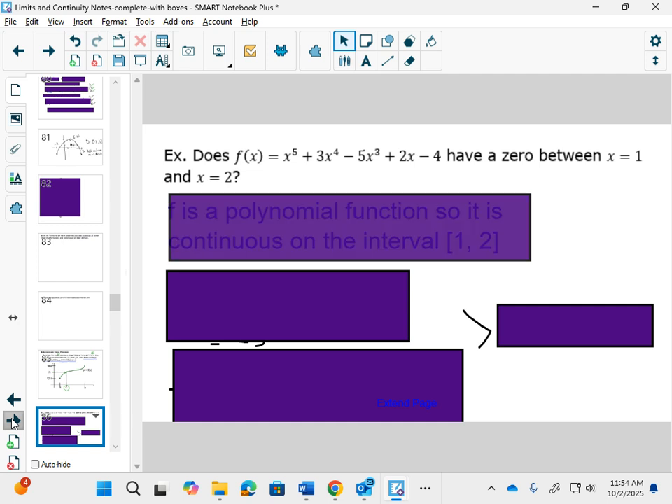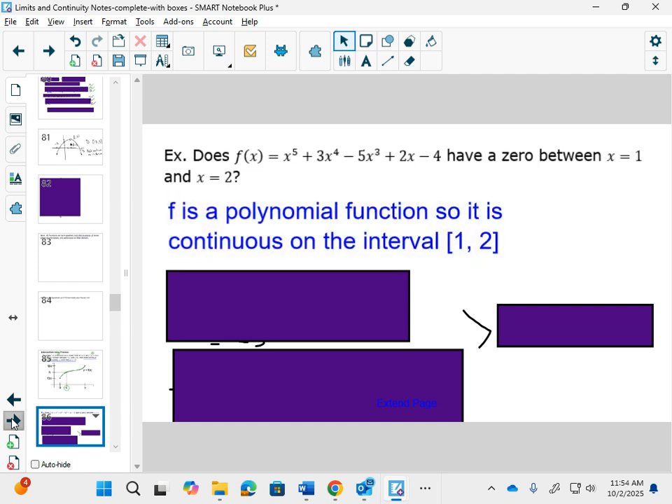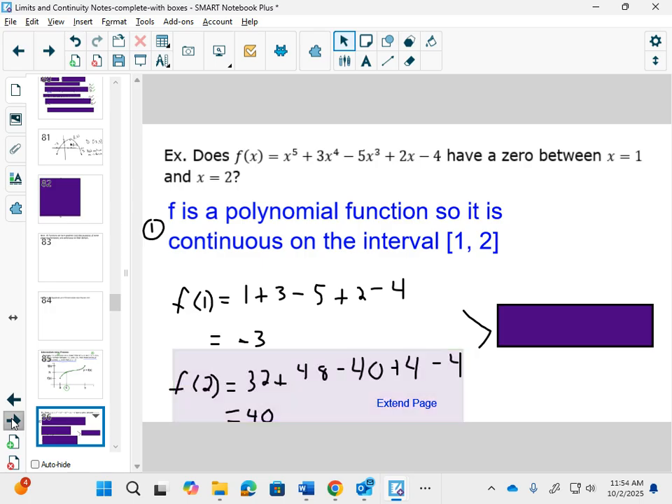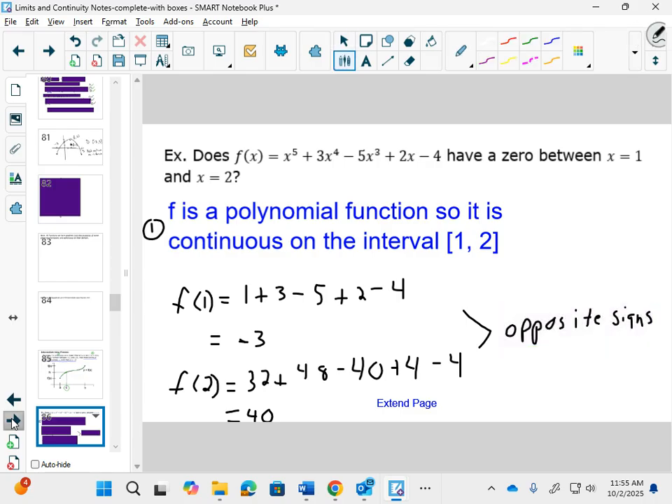Well, first of all, it's a polynomial function, so I know it's continuous. So the three things for the intermediate value theorem that we need to show. 1, we need to show that it's continuous. Check. 2, find f of 1 and find f of 2. Are they different? Yes. So they're not equal to each other, and they're opposite signs. One is -3 and one is 40.